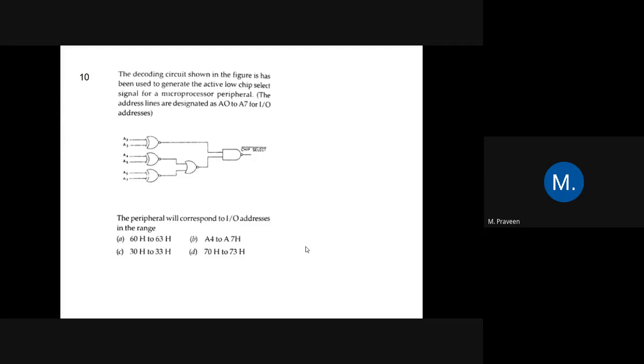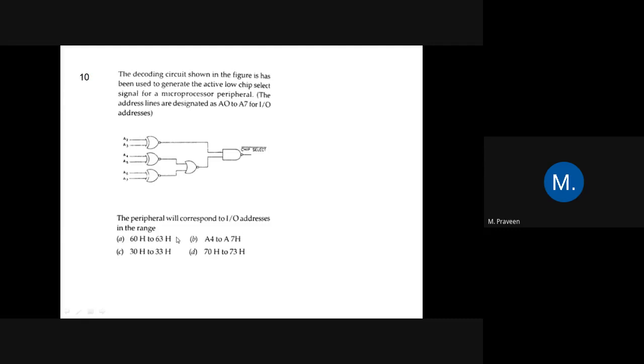Let's move on to the 10th question. The decoding circuit shown in the figure has been used to generate the active low chip select signal for a microprocessor peripheral. The address lines are designated A0 to A7 for the IO address. They have given a circuit, and we have to find the IO address from A0 to A7. Just refer to the diagram.